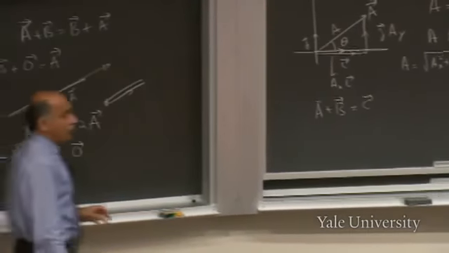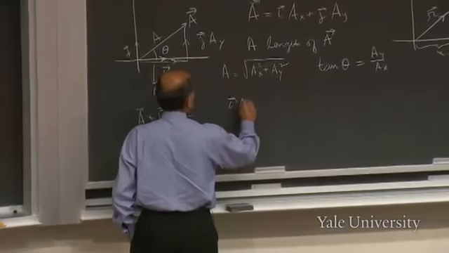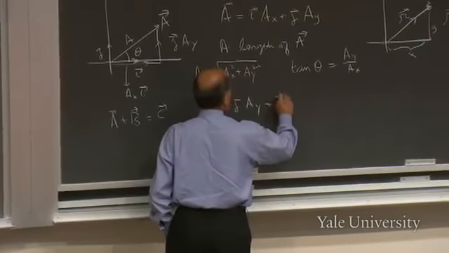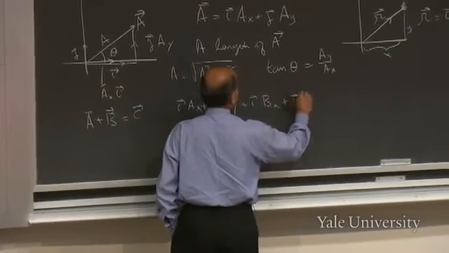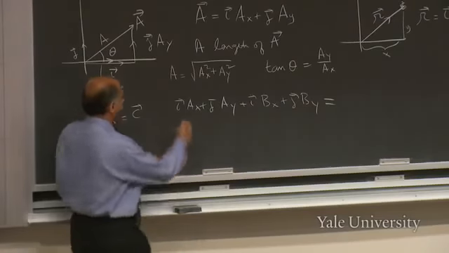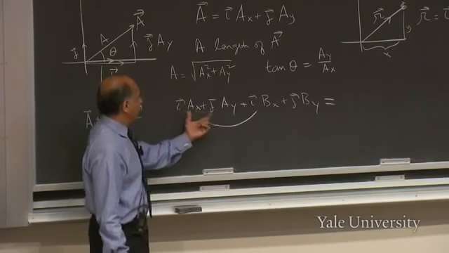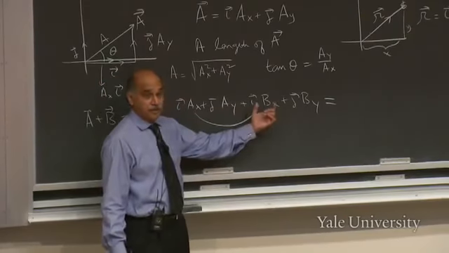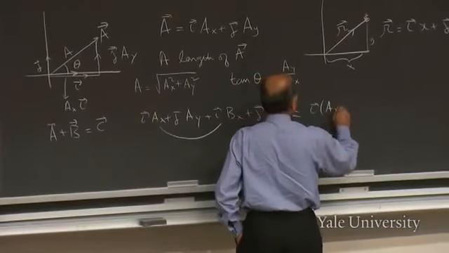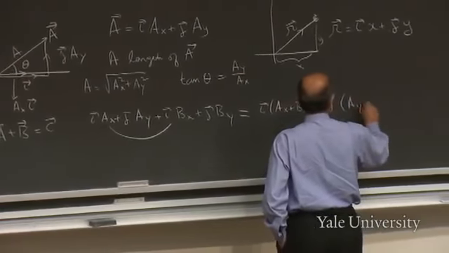But you can also do something without drawing any pictures. That would come by saying I'm taking i times Ax plus j times Ay plus i times Bx plus j times By, and I'm trying to add all these. But then I combine i times Ax with i times Bx, because that's a vector parallel to i with length Ax, and that's a vector parallel to i with length Bx. It's clear if I add them, I'll get a vector parallel to i with length Ax plus Bx. Then j: Ay plus By.